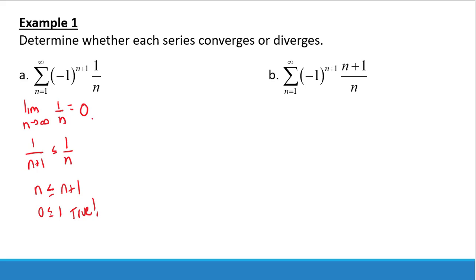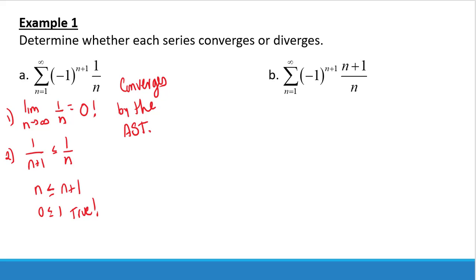So you've stated both conditions. You've stated condition 1 here. You've proven condition 2 here. So then we can say that this converges by the alternating series test.